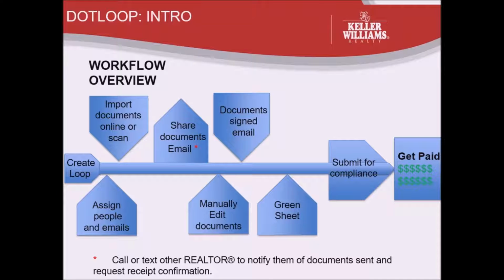This is an overview of how the process works. The first thing you do is you create a loop. The next thing you're going to do is assign people and emails. So I'm going to say, okay, I'm the buyer. I am the buying agent. This is the buyer. His name is Mr. Buyer, and this is his email address. That way, the .loop program knows where to put the names and who is who and where to send the notices to. You can import documents directly online.